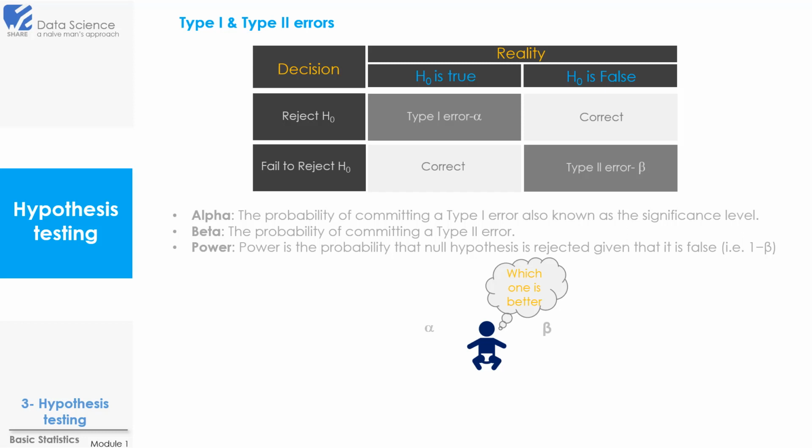Now the next question is, how can we reduce both type 1 and type 2 errors? Or do we have to do a trade-off between them? If yes, then which one is better or which one will cause less harm? Now in reality, we cannot reduce both the errors simultaneously, because as alpha increases, beta will decrease and vice versa. So we will have to do a trade-off based on the problem at hand. So let's understand this with the help of an example.